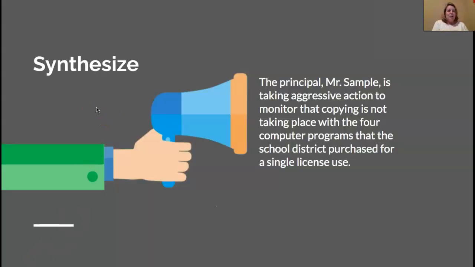To summarize, what I think Mr. Sample needs to do is take aggressive action to monitor that illegal copying is not taking place in his school with the computer programs that were only purchased for a single license use.